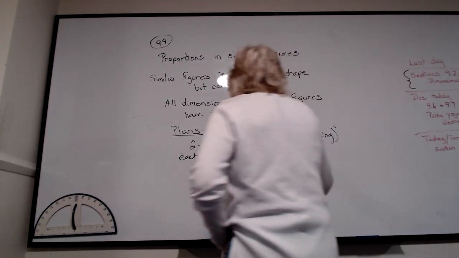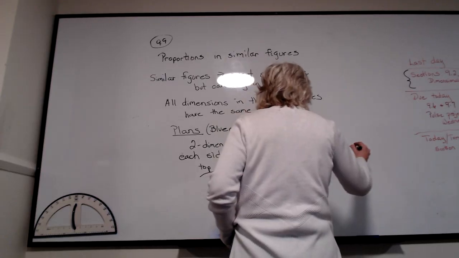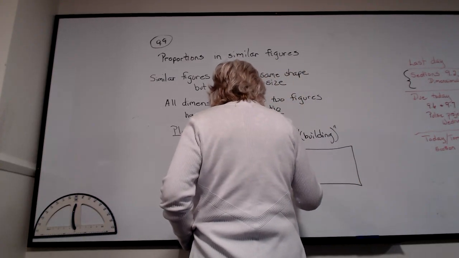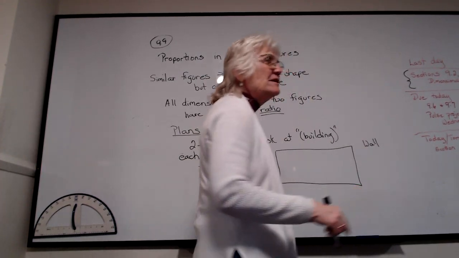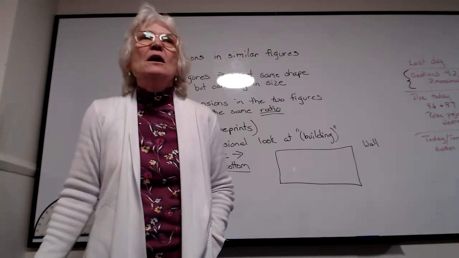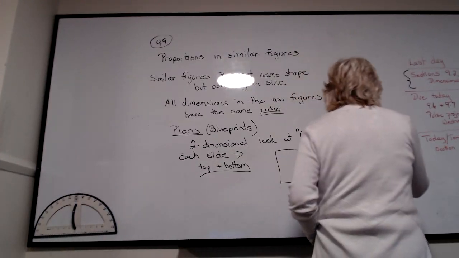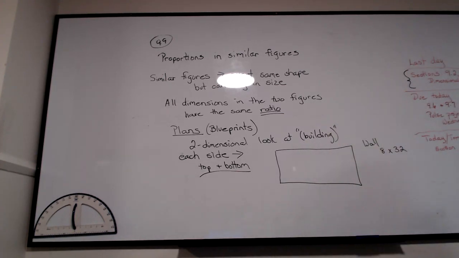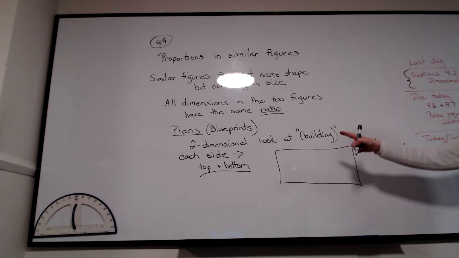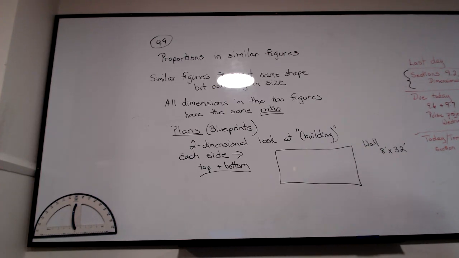So let's say we have something like this. Okay, this is a wall. I went and measured my wall. My wall was 8 by 32, okay, feet, 8 feet by 32 feet. But I don't want to draw it 8 feet by 32 feet, because you know how big that would be? The same size as your wall, okay? You don't want that. That would not be how the plans are drawn, okay?